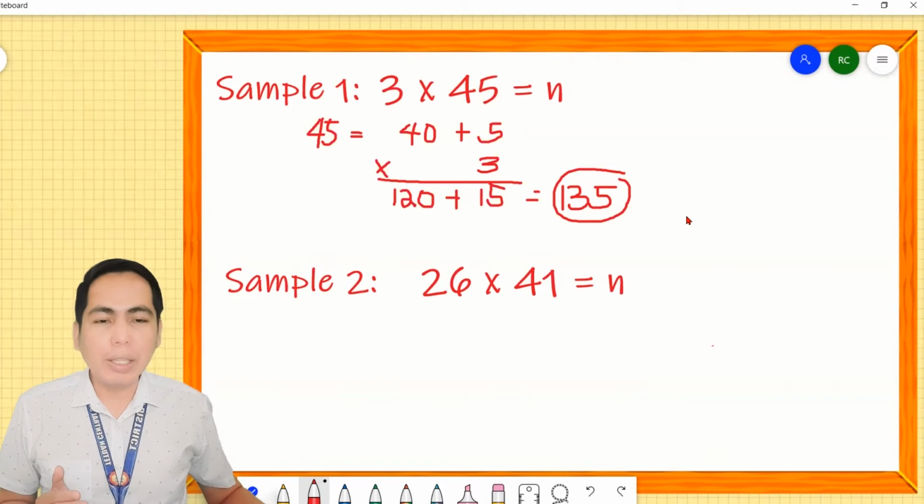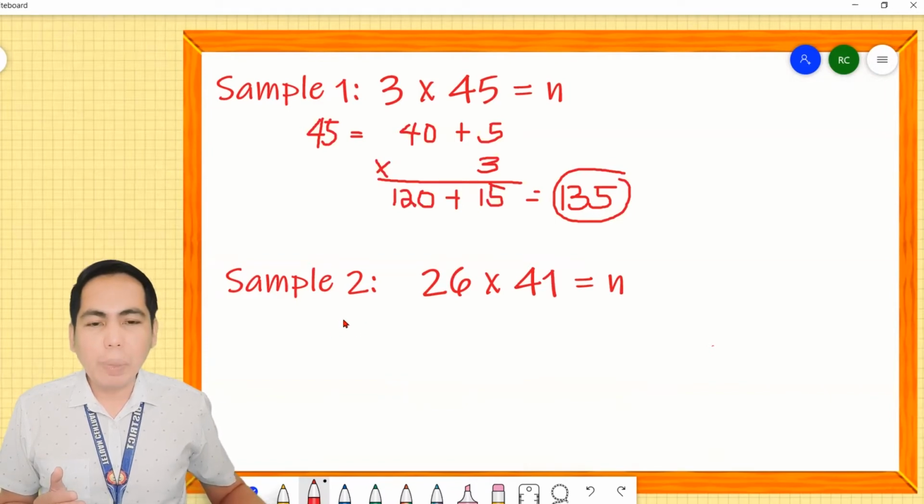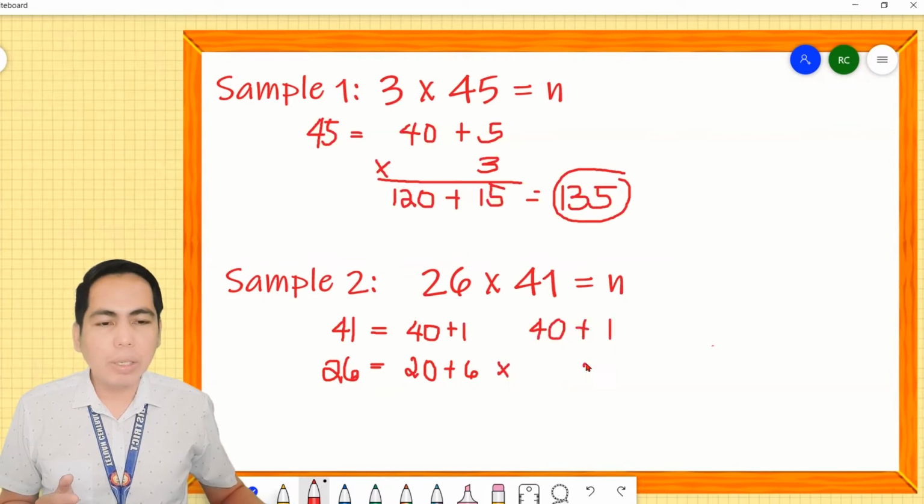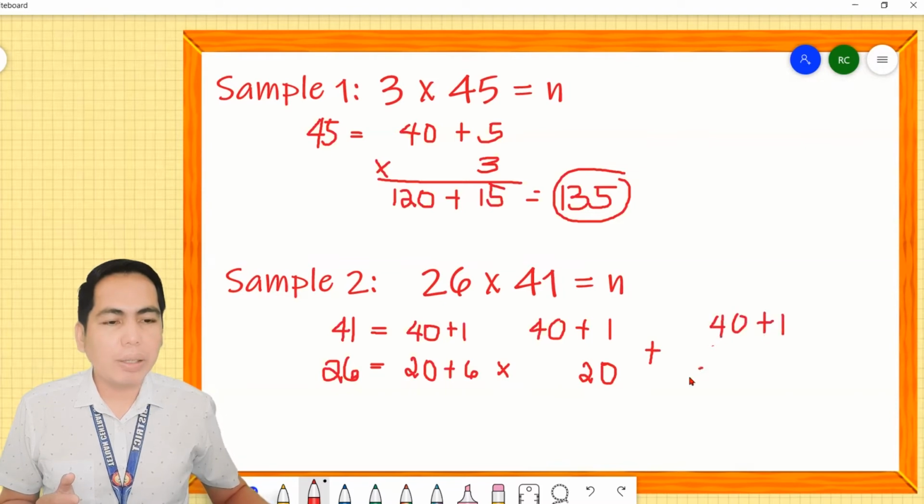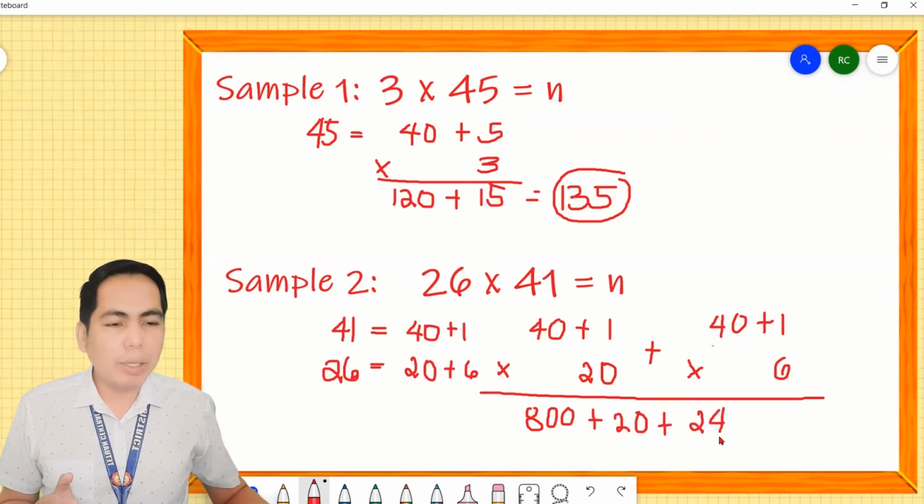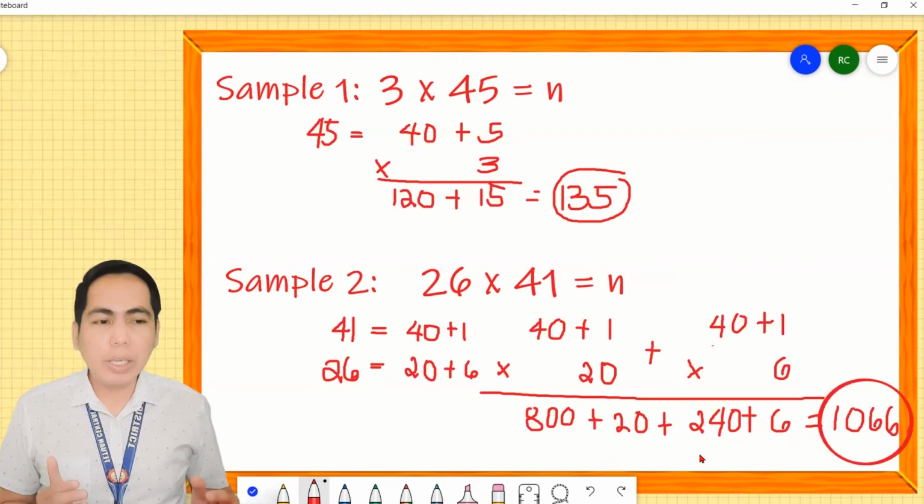Now let's proceed to number 2. We have here 26 times 41 equals n. So both of our factors are 2-digit numbers, so we can expand 41 and we can also expand 26. When we expand 41, it will give us 40 plus 1, while the 26, when we expand it, will give us 20 plus 6. So when we multiply, we can just multiply first the 40 plus 1 times 20, plus the 40 plus 1 times 6. So 20 times 40 will give us 800, plus 20 times 1 will give us 20, plus 6 times 40 will give us 240, plus the 6, to give us 1066.